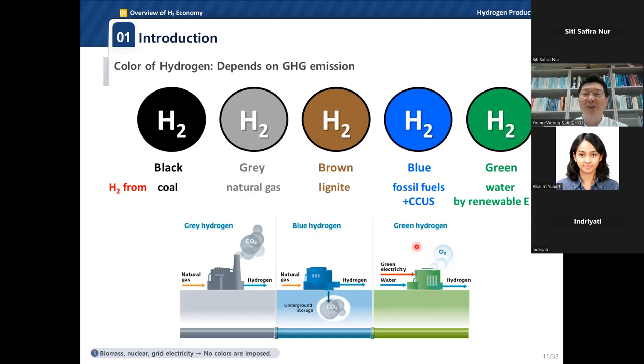However, the problem is the price of the hydrogen. Green electricity is expensive, so this hydrogen is probably threefold or fourfold more expensive than gray hydrogen. So we need a very cheap technology to make green hydrogen at present. And I also have to mention one more thing: biomass, nuclear and grid electricity can be used for hydrogen production, but right now no colors are imposed for those hydrogen.